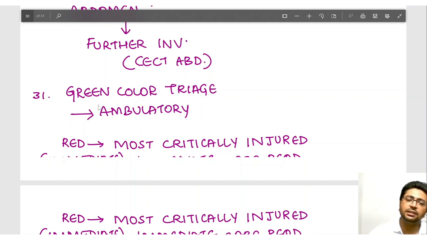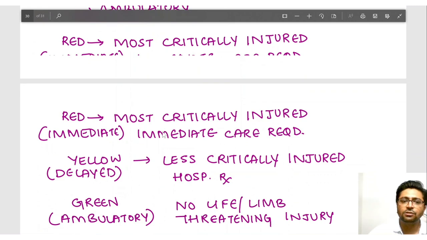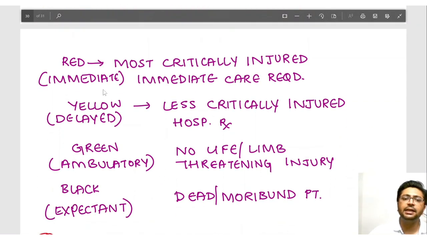The next question which was given was about the triage. Green color, it is nothing but ambulatory. If it is red, it is immediate and most critically injured, so immediate care has to be given. If it is yellow, it is delayed. Less critically injured patient, hospital treatment required. Green is ambulatory, no life or limb threatening injuries. And black is expectant, dead or moribund patient.